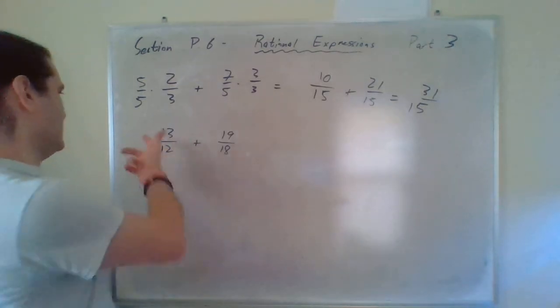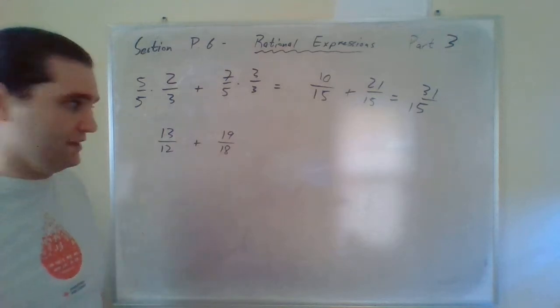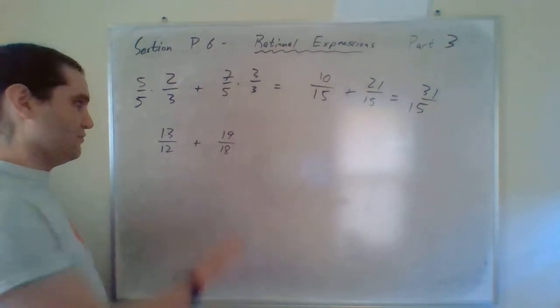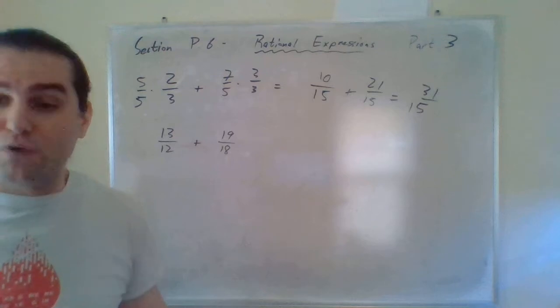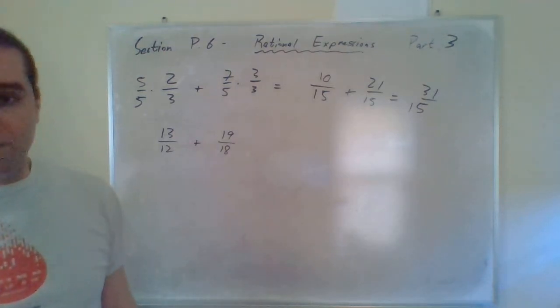I don't know what 18 times 13 is off the top of my head. I don't know what 18 times 12 is. I don't know what 13 times 19 is. So I don't want to get a common denominator that way.